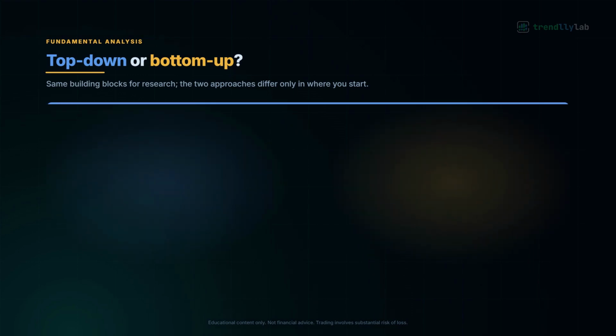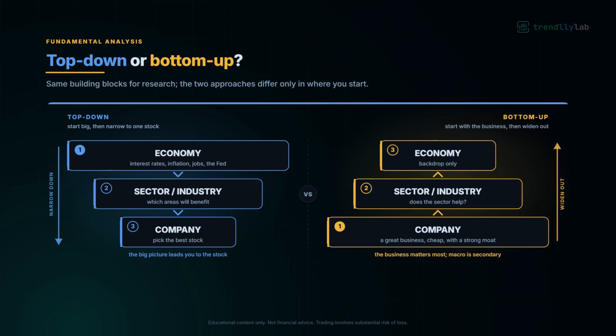Same building blocks either way. Top-down starts big and narrows to one stock. You form a view on the economy, interest rates, inflation, jobs, the Fed. Then you narrow to a sector or an industry, and finally to a company within it.